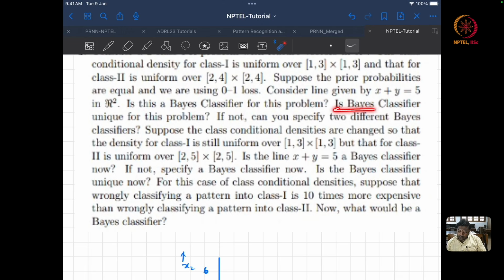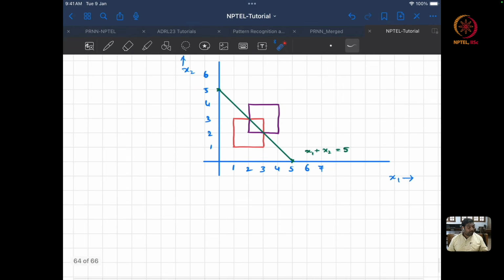And then he's saying, is the base classifier unique for this problem? If not, can we specify 2 different base classifiers? Okay, so this is the first part, and then we will change the class conditional densities, and then we will go ahead. Now we will come back to the remaining part of the question.